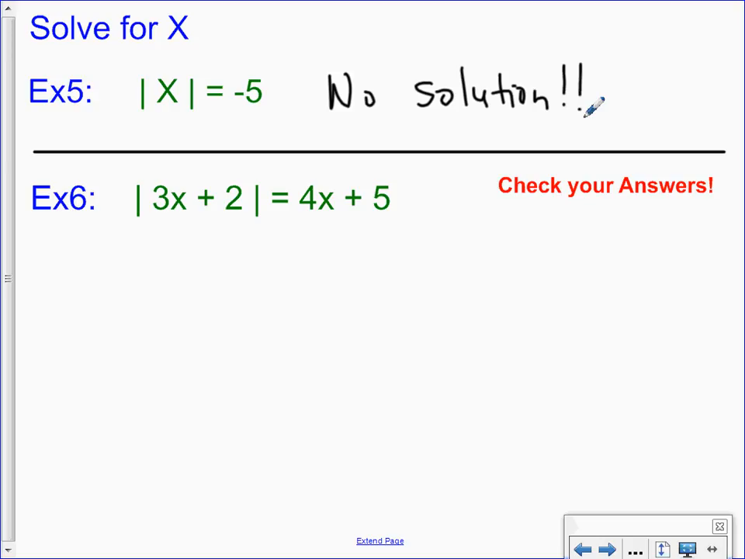Numbers 6, 7, and 8. What's different about these equations? There's an X on both sides. So when there's an X on both sides, you have to check your answers.